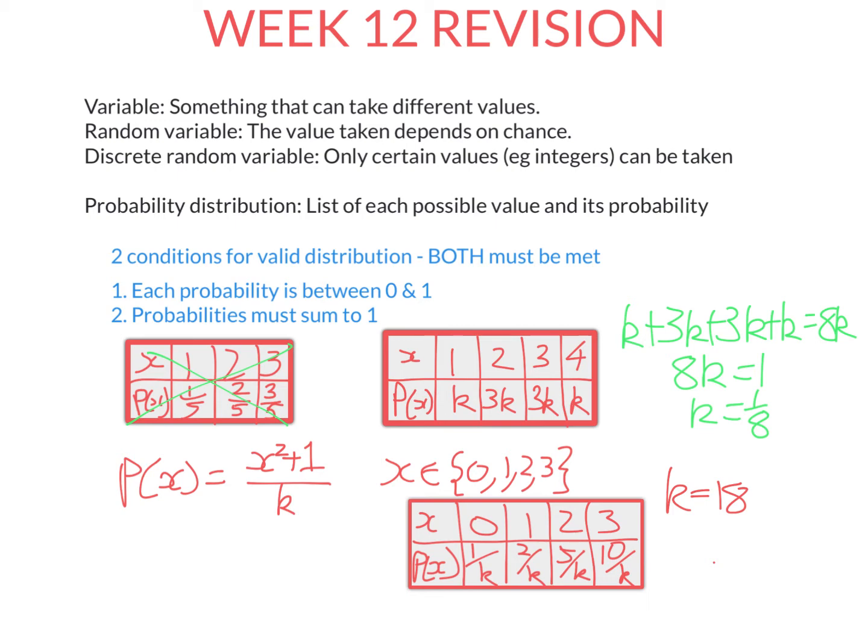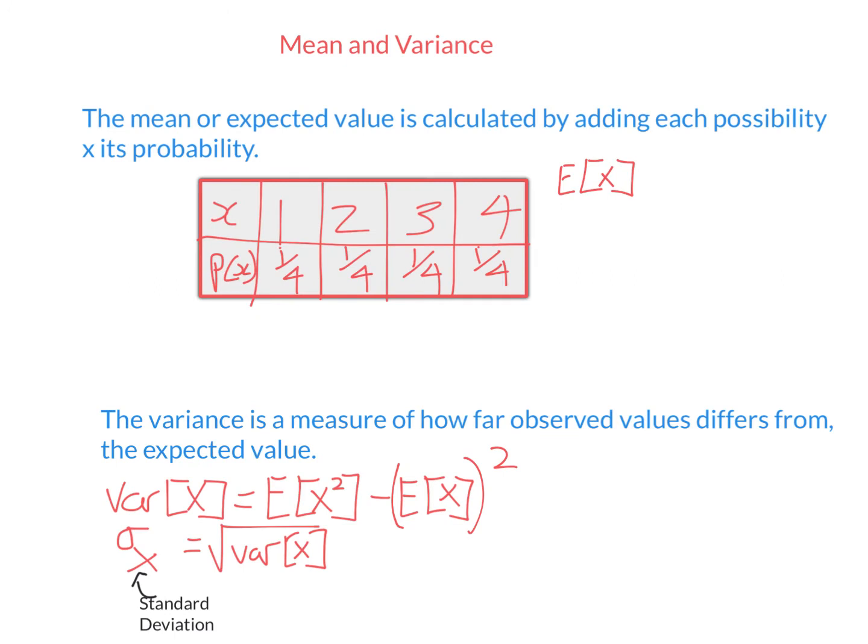All right, let's now look at mean and variance. Let's consider this probability distribution here. This is the distribution I would get if I rolled a 4-sided die. Note that each outcome is equally likely to occur. We call such distributions uniform.